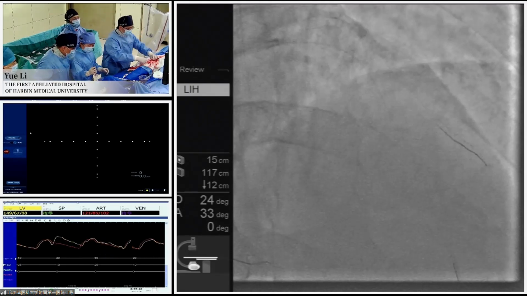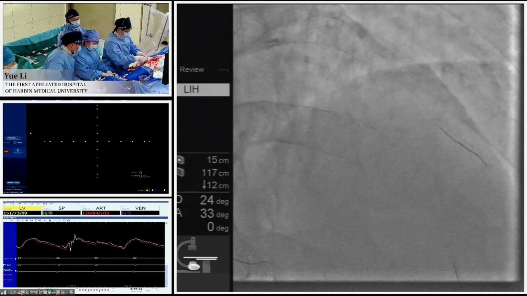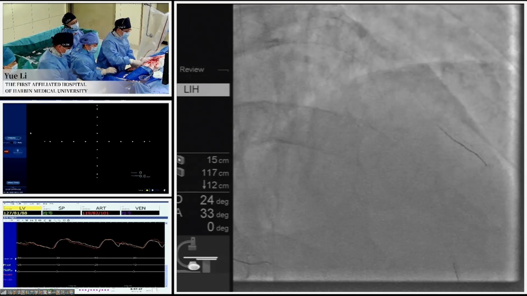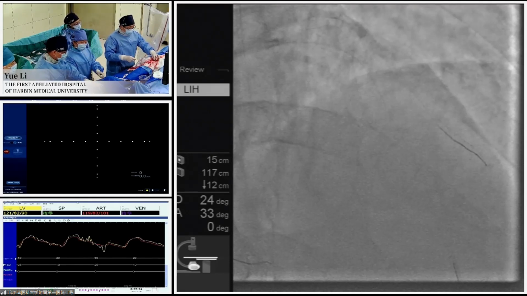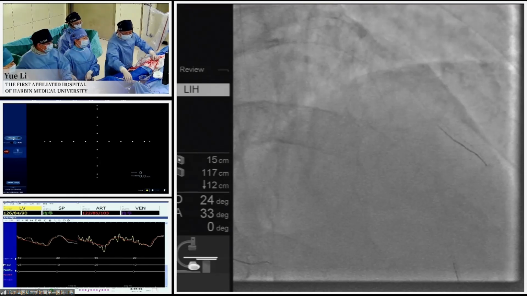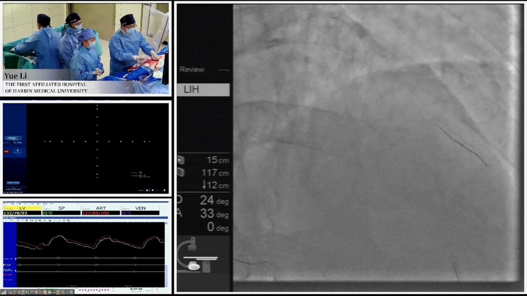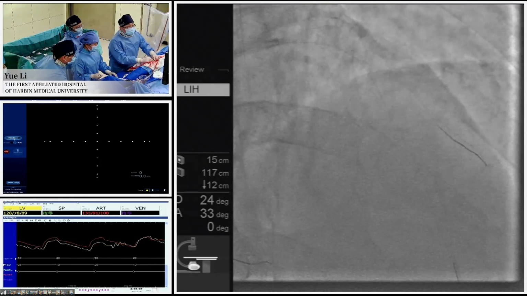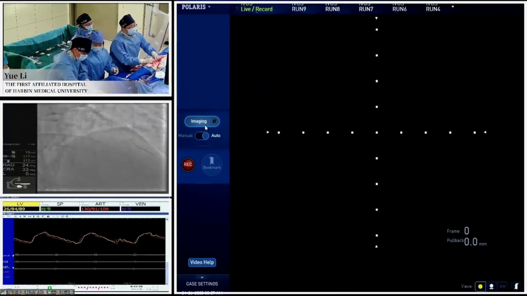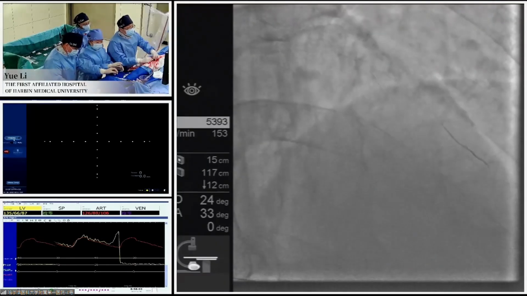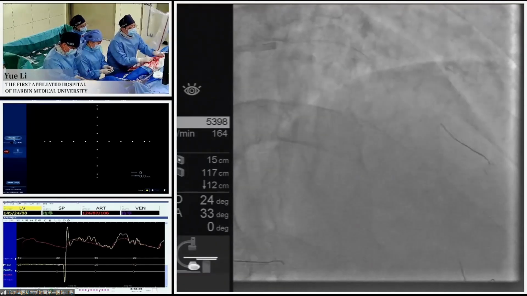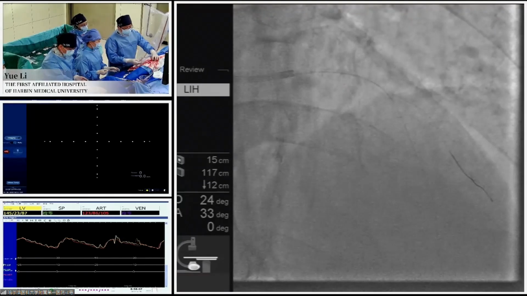IVUS. So after the CTO lesion recanalization, we should try to avoid antegrade injection to avoid hematoma formation. IVUS, please. And so in such a condition, the IVUS track is very helpful.